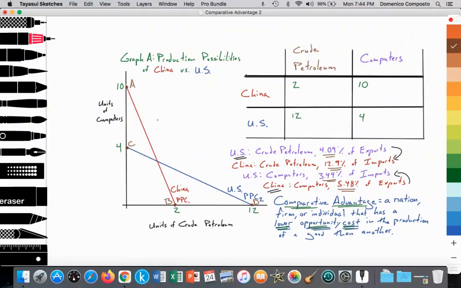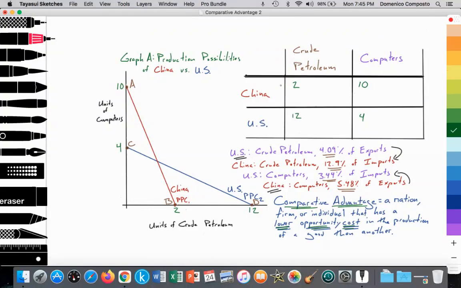So we notice here that since the two PPC curves intersect, that would mean that one nation has the absolute advantage in the production of one particular good: the United States in the production of crude, whereas China has the absolute advantage in the production of computers. That's one thing that we notice when the two PPC curves intersect. One nation will have the absolute advantage in one, and the other nation will have it in the other. So let's go ahead and get to it.